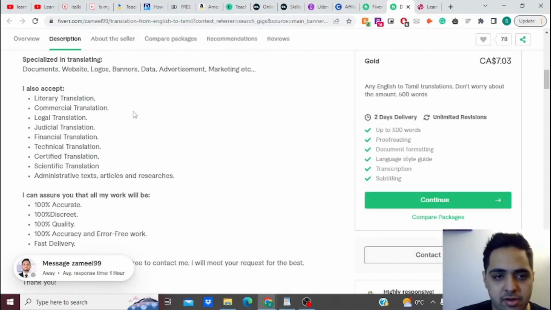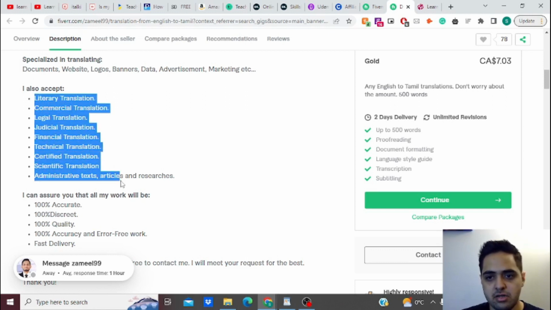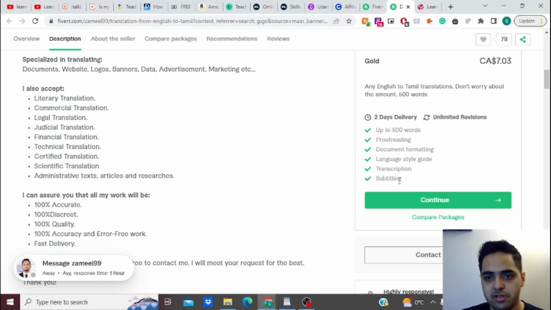I recommend you go to Fiverr and check out certain pages, translation pages or other language services in your target language as well, and you can use some of these terms here. As you can see, a lot of people here are looking for proofreading, document formatting, transcription, whatnot.